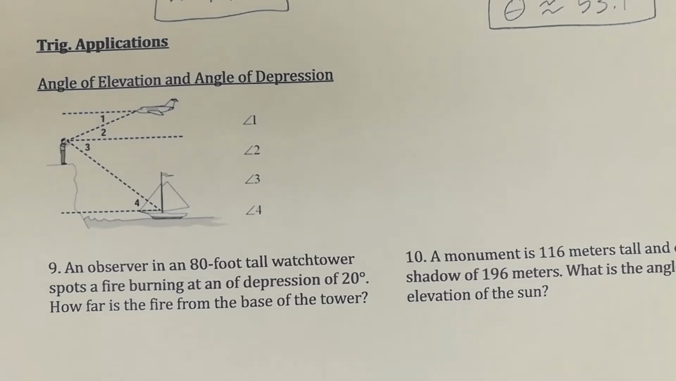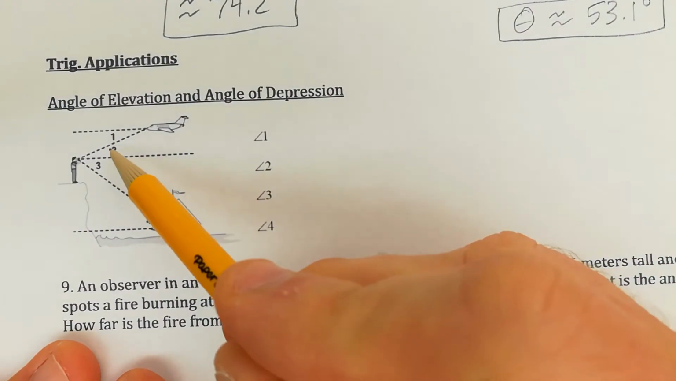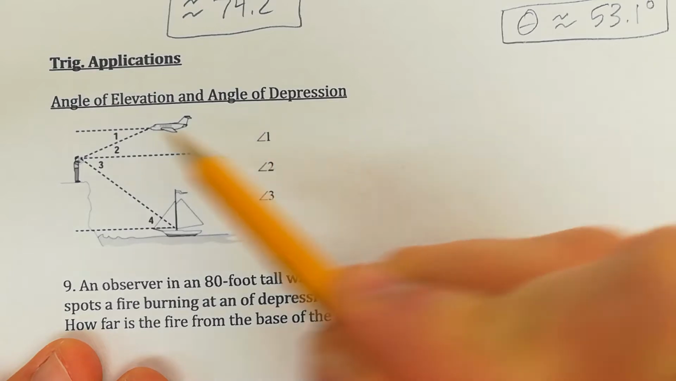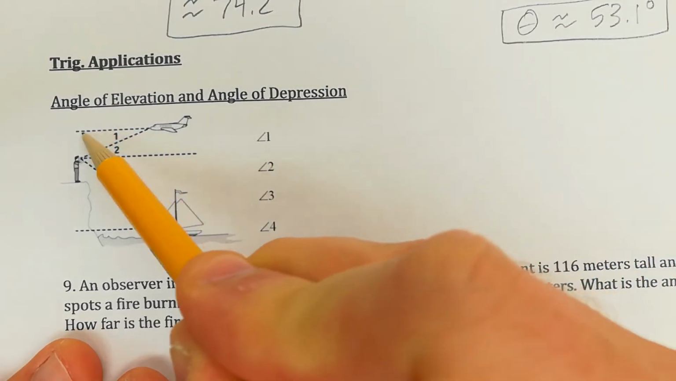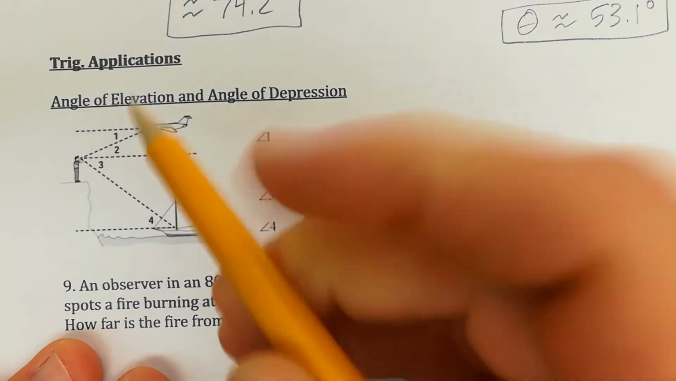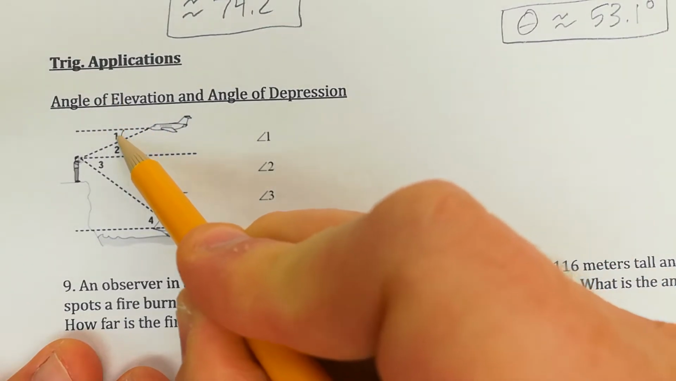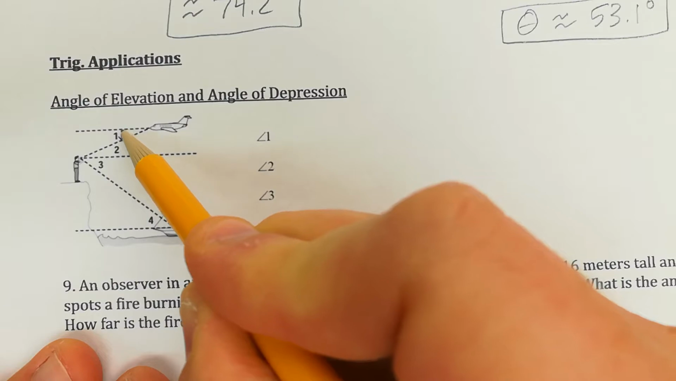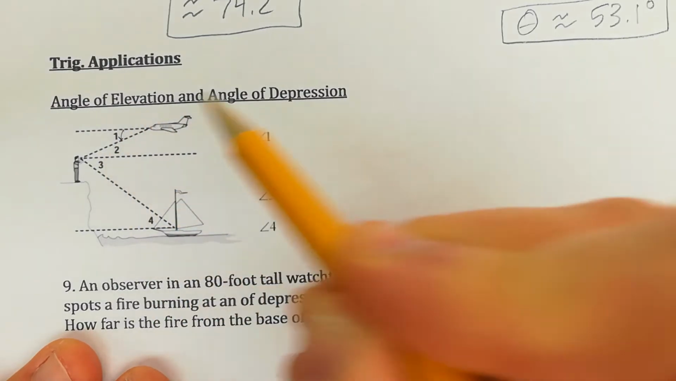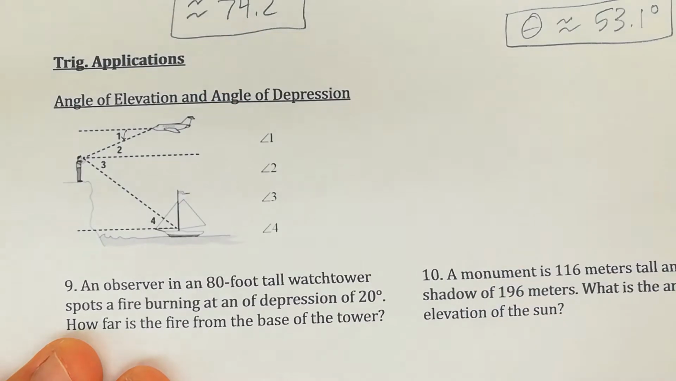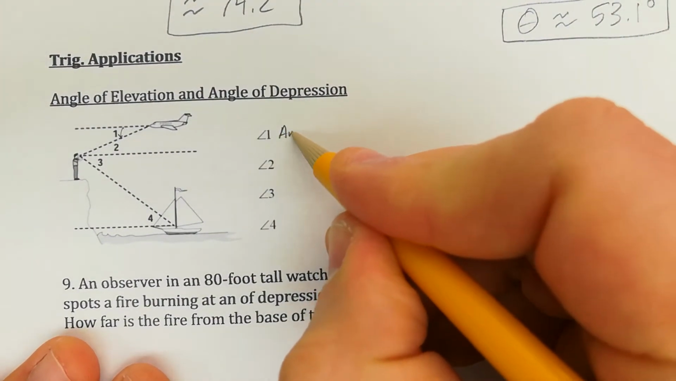All right, we're going to talk about how we apply right triangle trigonometry to application problems. Before we do that, we need to talk about a couple of phrases that are often used in these problems: angle of elevation and angle of depression. Looking at this diagram, angle 1 is formed by going downward from this horizontal line drawn out from the airplane. Since we're going downward from a horizontal, that's an angle of depression.